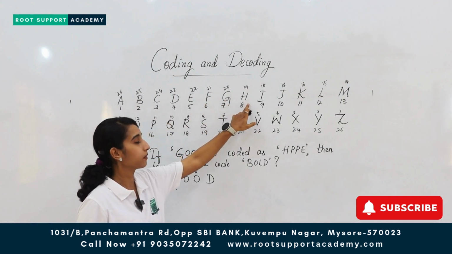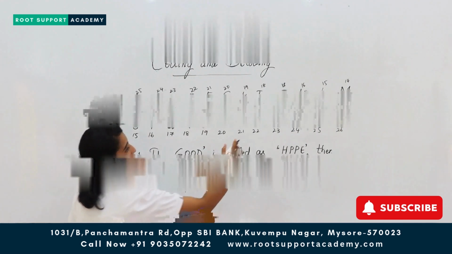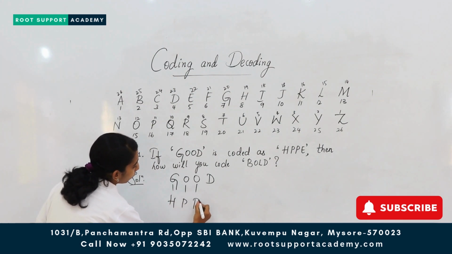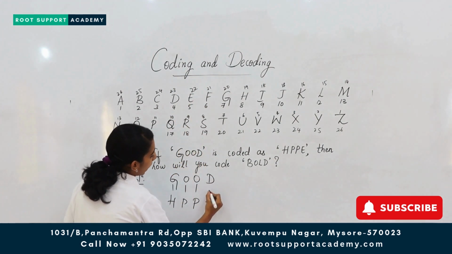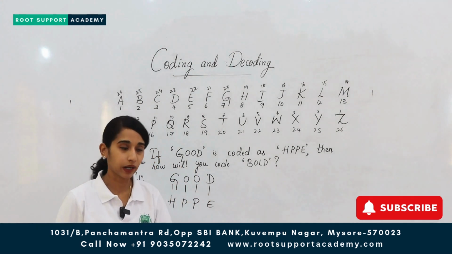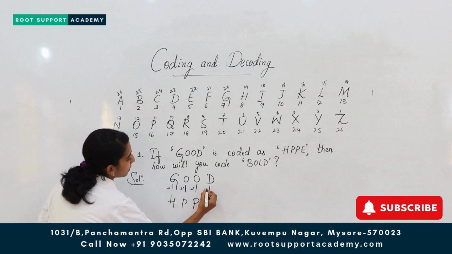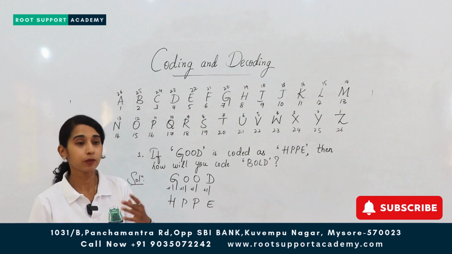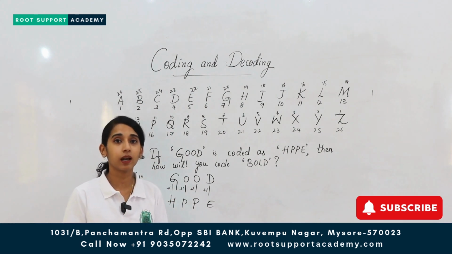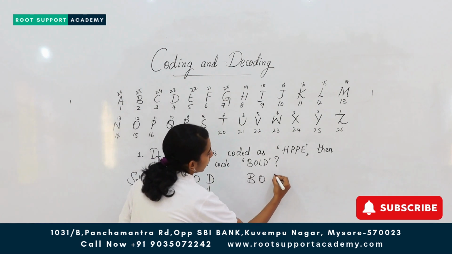After G, what do you have? H. So for G, I'm writing H. What comes after O? P. Again, what comes after O? P. After D, what do you have? E. So the series they have followed is just +1, +1, +1 and +1. They have just moved one place forward. So now use the same method; we have to find out the answer for bold.